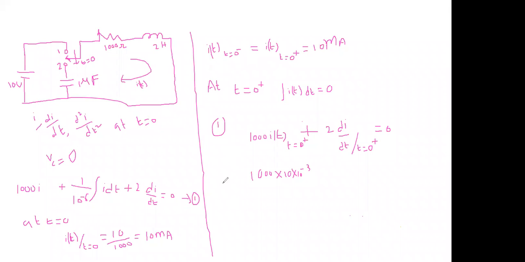Finally, after simplifying this, di by dt at t equal to 0 plus equal to minus 10 divided by 2. Finally, we get minus 5 ampere per second. This is the di by dt. That was our question, di by dt in amperes per second. We got di by dt.